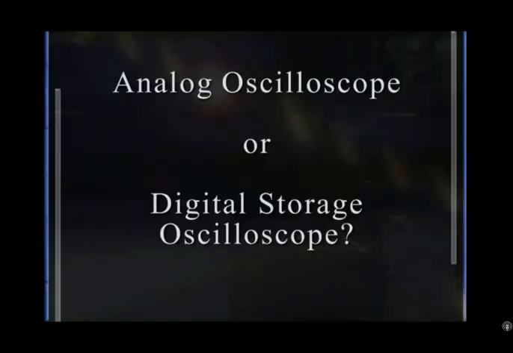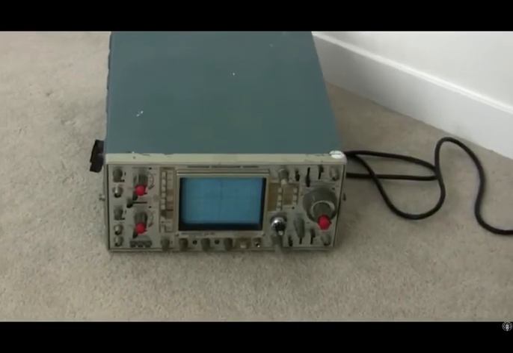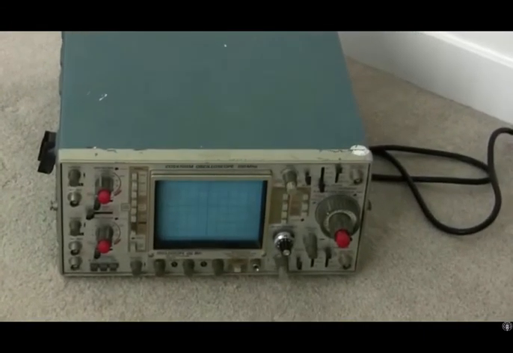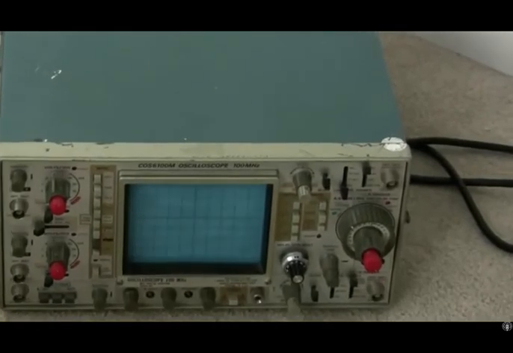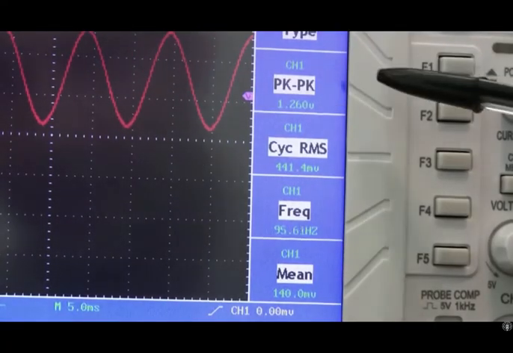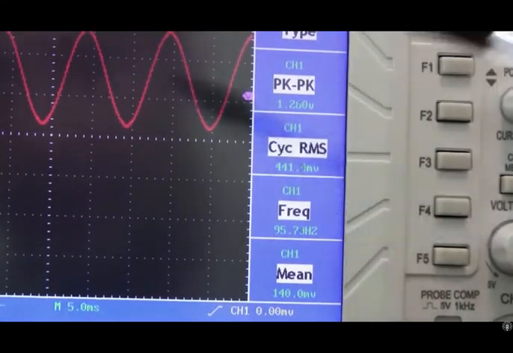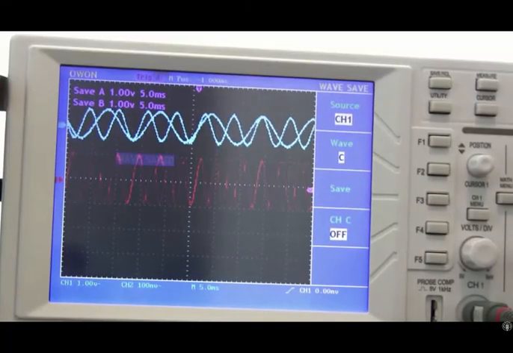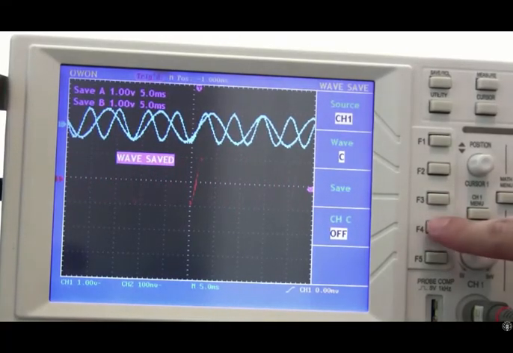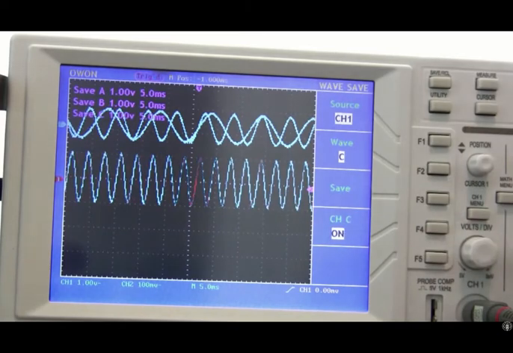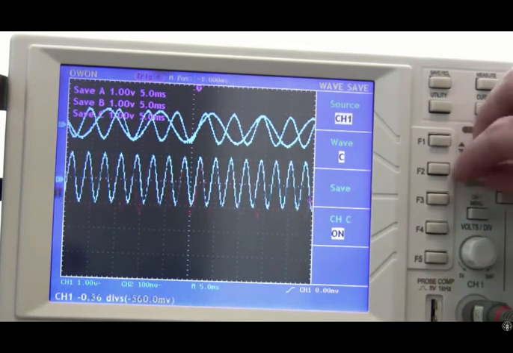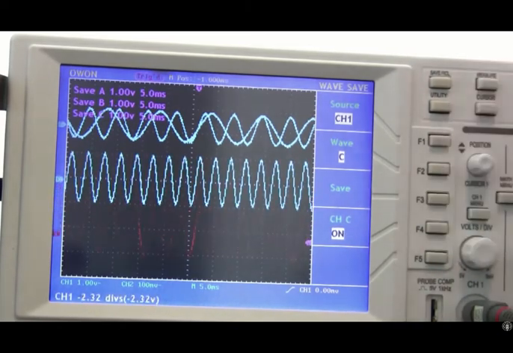So the next question, do you get an analog scope or do you get a digital scope? You can save some money by getting an older analog scope, and that might be all you need if all you're working with is analog circuits. However, a digital scope will have some nice advantages, such as being able to measure voltage and frequency for you, and it'll allow you to save waveforms to analyze later. Now, if you ever intend to work with microcontrollers or serial communications, I highly recommend a digital oscilloscope.